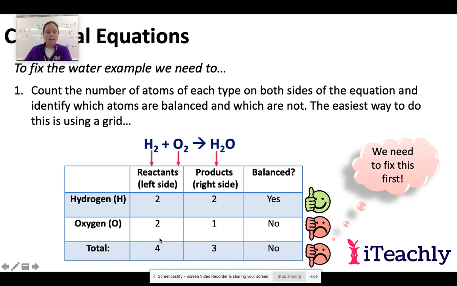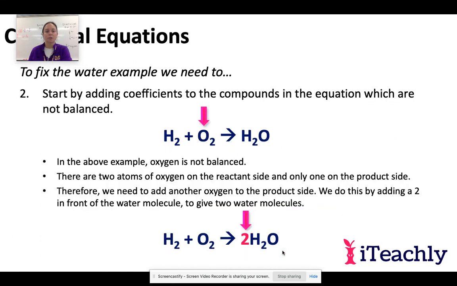So remember, product side, this is what we had. Reactant side, this is what we had. So hydrogens are balanced, but our oxygens are not, and our total numbers are not. So we have to fix that. So how can we do this? Well, my hydrogen is balanced, but my oxygen is not. So I have 2 oxygen right here, so I need to have 2 oxygens over here. So what can I do? I can add a 2 in front of my water, in front of my H2O.